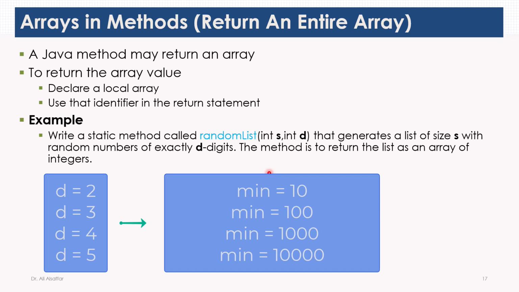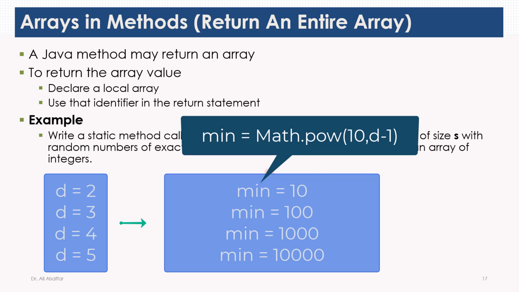If d is 2, the minimum is 10. If d is 3, the minimum is 100. And if d is 4, the minimum is 1000. And if d is 5, the minimum is 10,000. So notice how to find the minimum from d. We count the number of zeros. To get the minimum for d equal to 2, it is simply 10 raised to power 1. To get the minimum for d equal to 3, it is simply 10 raised to power 2. So to find the minimum, it is simply equal to 10 raised to power d minus 1.